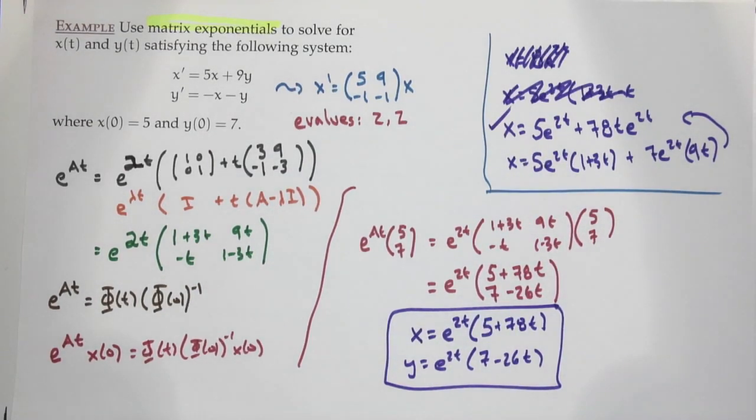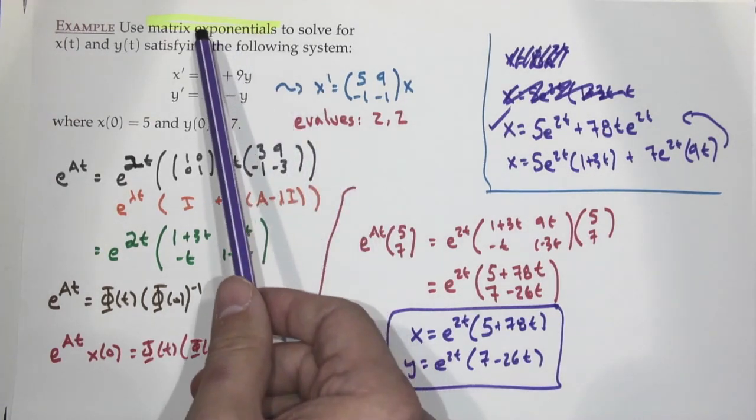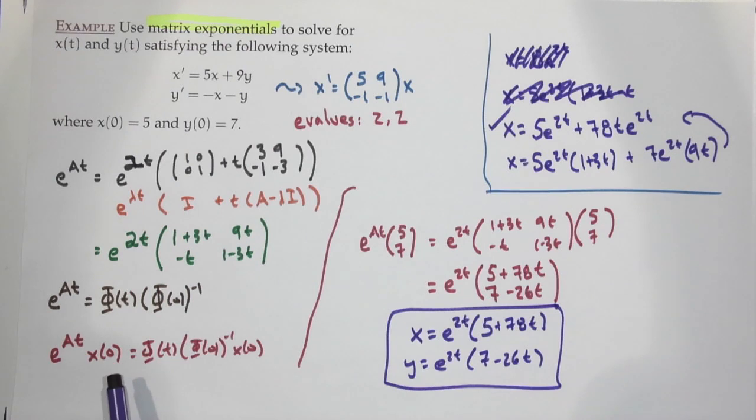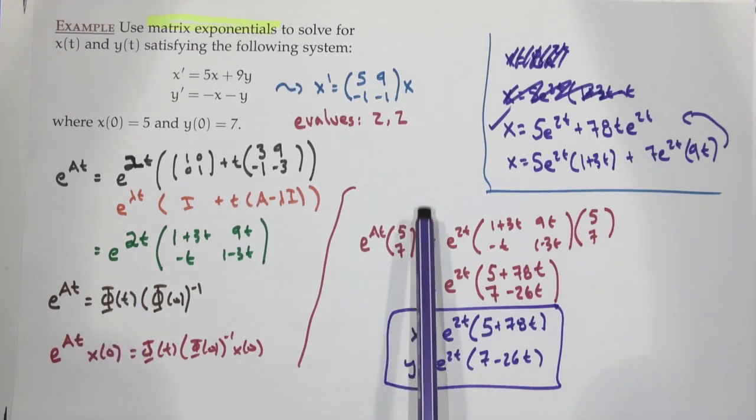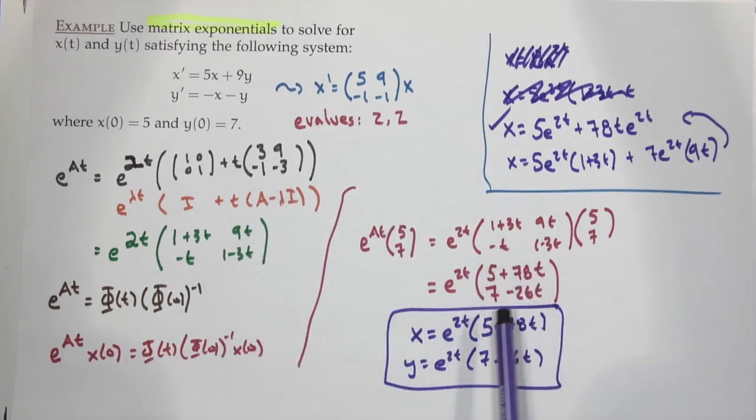Woohoo! All right. So you see, when you do have repeated eigenvalues, that e to the At is really slick because it helps you find the answer pretty efficiently. I think more efficient than what we were doing before. All right, good. Any other questions on this one?